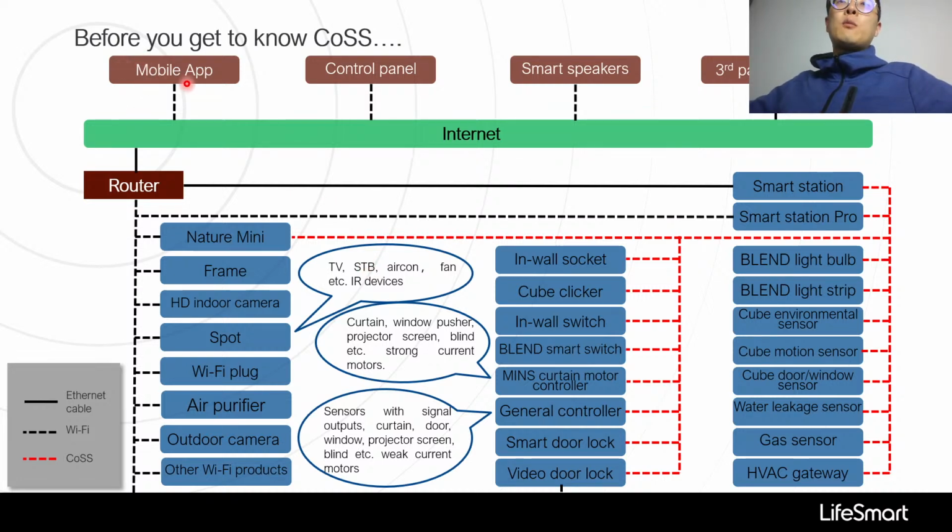And on the top, you can see mobile app, control panel, smart speakers, third-party software. They are using the internet to connect to our smart stations to do interactions. So those Alexa and Google Assistant you see, they use the smart speakers. The user connects to the internet and talks to the smart station to control the whole system.